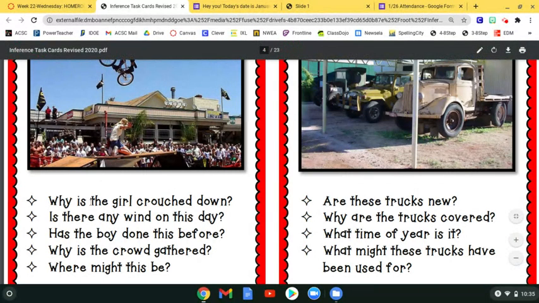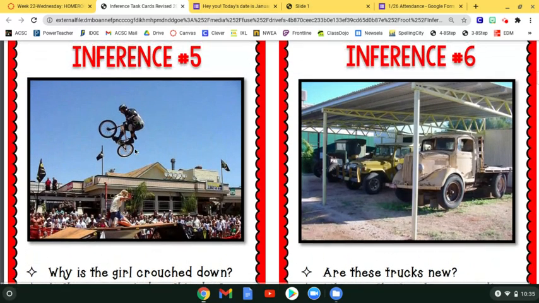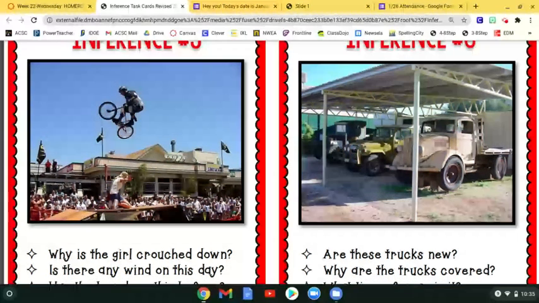because the flags are moving. Has the boy done this before? Goodness, I hope so. If he's doing this crazy of a trick, I hope that he's done this before. We don't know, but since he is doing this trick that looks kind of dangerous and kind of hard, I'm going to guess that yes, he has done this before.